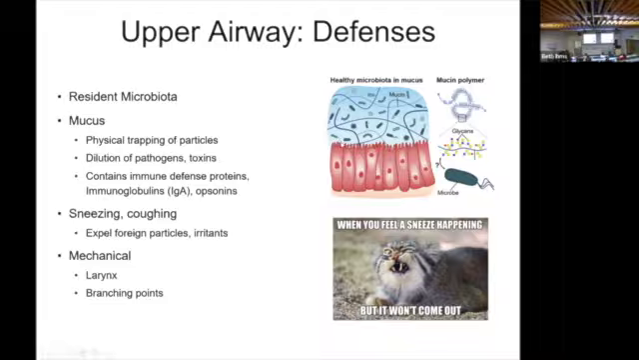You also have this mucus layer on top of your cilia. That's physical trapping of things like pathogens, dust particles, stuff like that. It also has a dilution effect. So if you breathe in a toxin or a pathogen, they won't be concentrated. They'll be washed out and diluted by this mucus, which also contains antimicrobial substances such as immunoglobulins. And then finally, sneezing and coughing are another mechanical defense. If you get any irritation, you can try to expel that stuff as long as it's still in the upper airway.